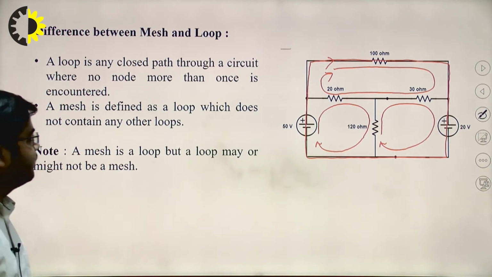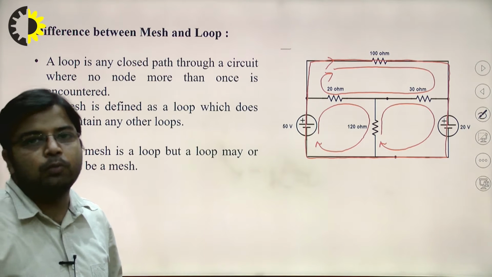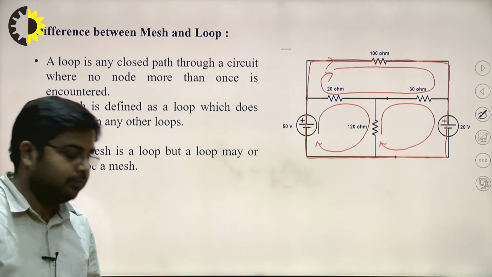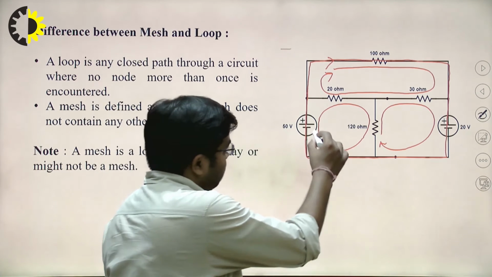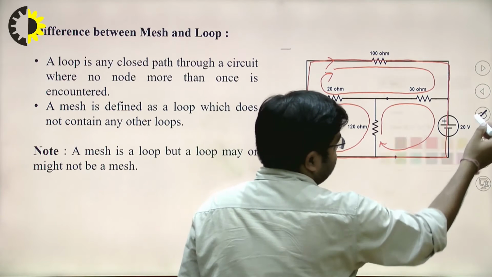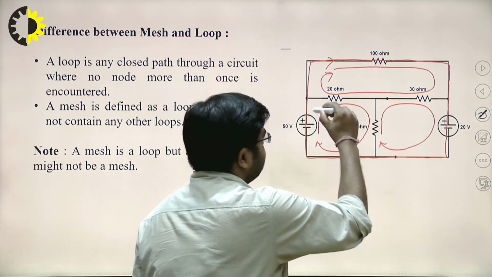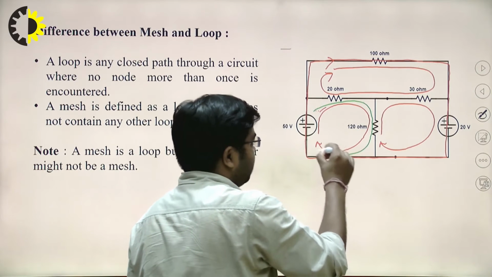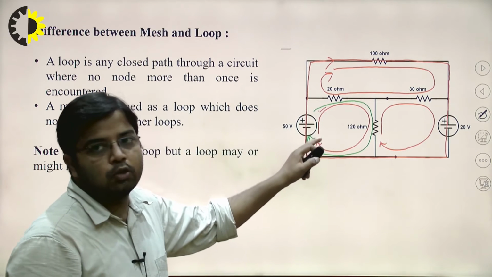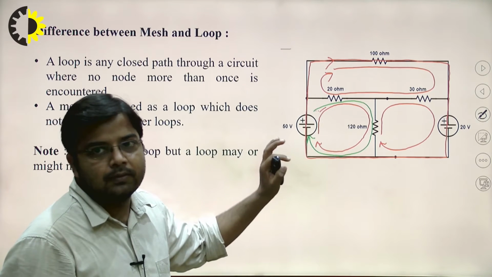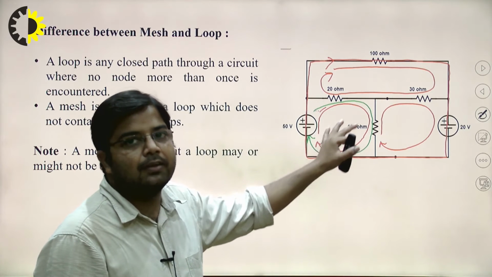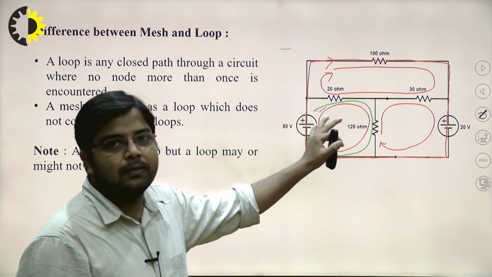Then what is a mesh? A mesh is defined as a loop which does not contain any other loop. So here you can see this loop. This loop is a mesh because it does not contain any other sub loop. There is no other loop inside this loop. So this loop is a mesh.